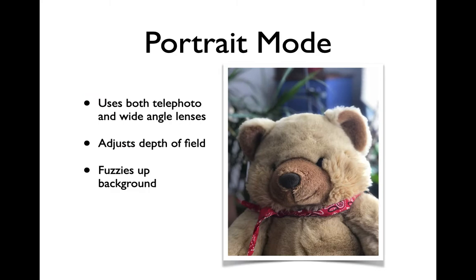Now, some of the later, more recent phones, some of the 8s, certainly the 10 and the 11, have what's called portrait mode. And portrait mode uses both the telephoto lens and the wide-angle lens. And it adjusts the depth of field. So what happens is what's up front, the person, the portrait you're taking, is very clear, very sharp, but the background is fuzzy. If you look at this beyond the teddy bear, you can tell what's behind there, sort of, but it's fuzzed up so it doesn't distract from that portrait.